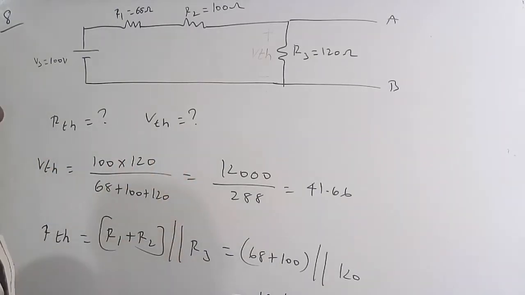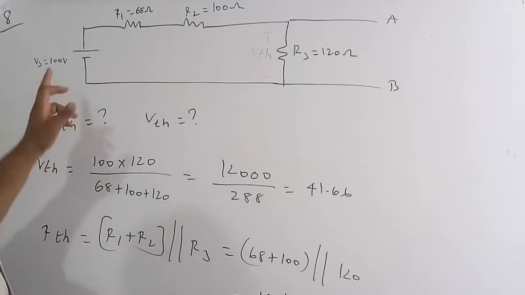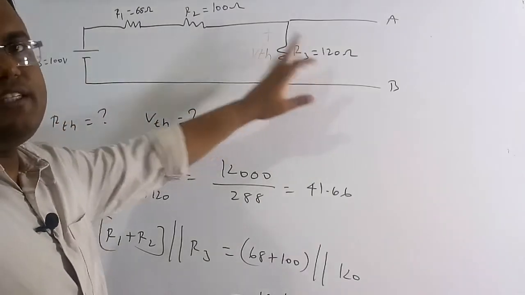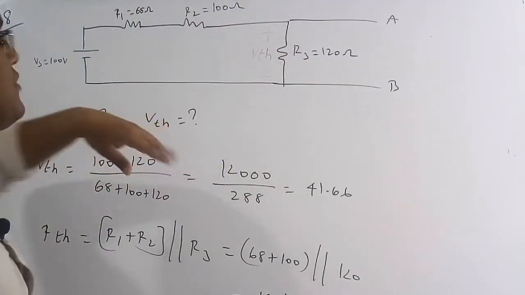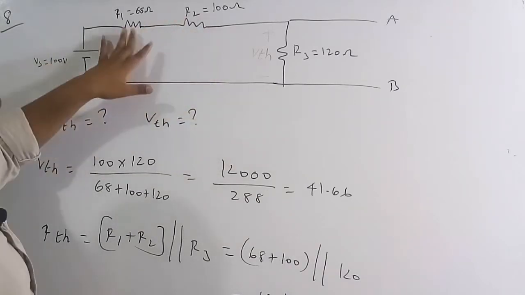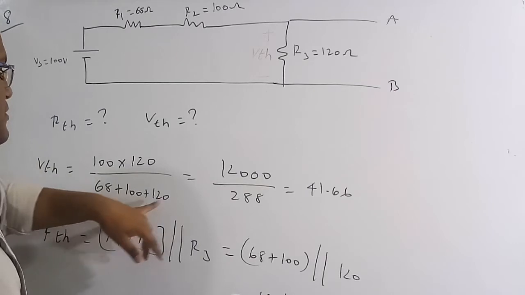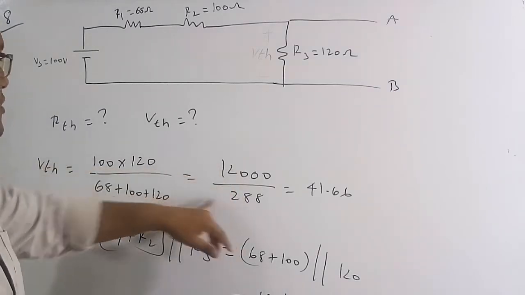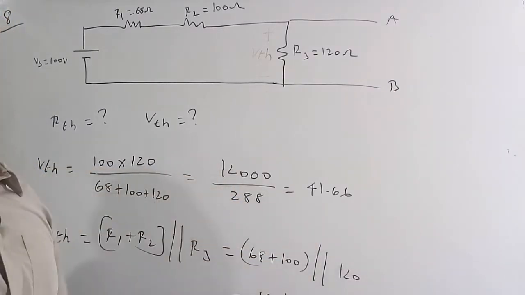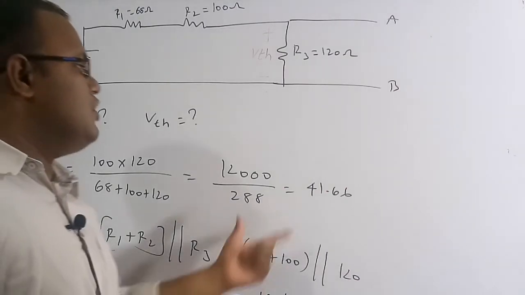By using the voltage division rule, VTH is equal to the source voltage times this resistance divided by the sum of the individual resistance values. So VTH is 100 into 120 by 68 plus 100 plus 120, which is 12,000 by 288, equal to 41.66 volts. This is the amount of voltage drop.